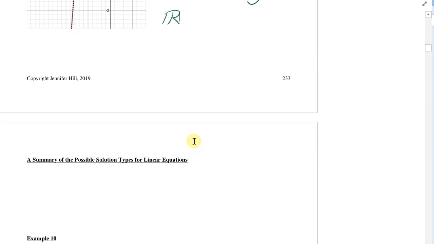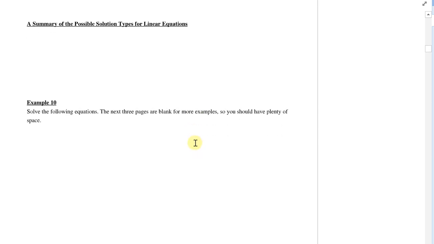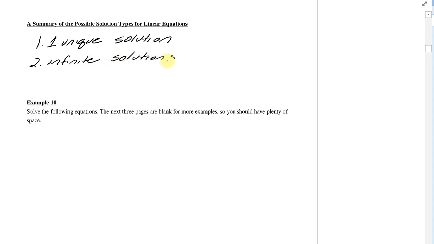Okay, so now let's go through and just summarize the possible solution types for linear equations. We could have one unique solution, we could have infinite solutions, or we could have no solution. Those are the three possibilities that we have if we're working specifically with linear equations.